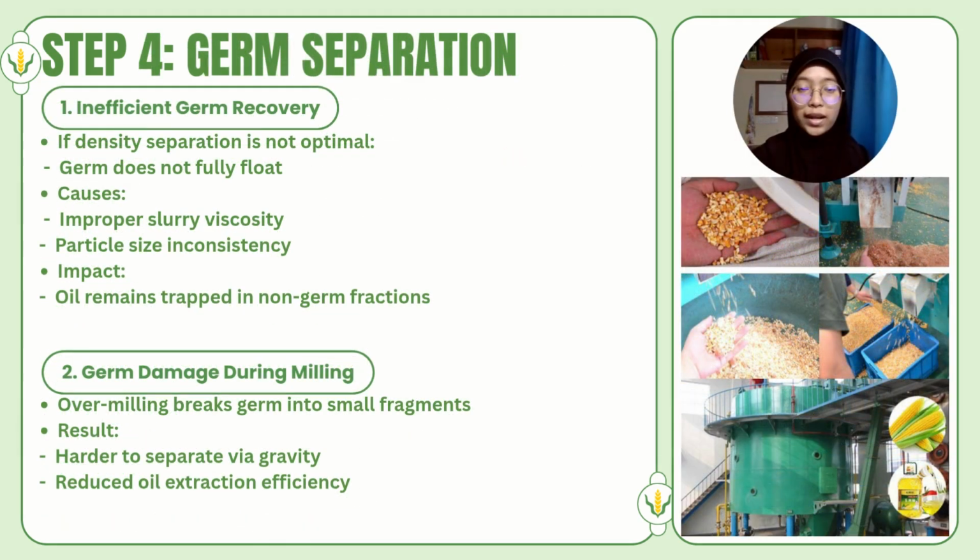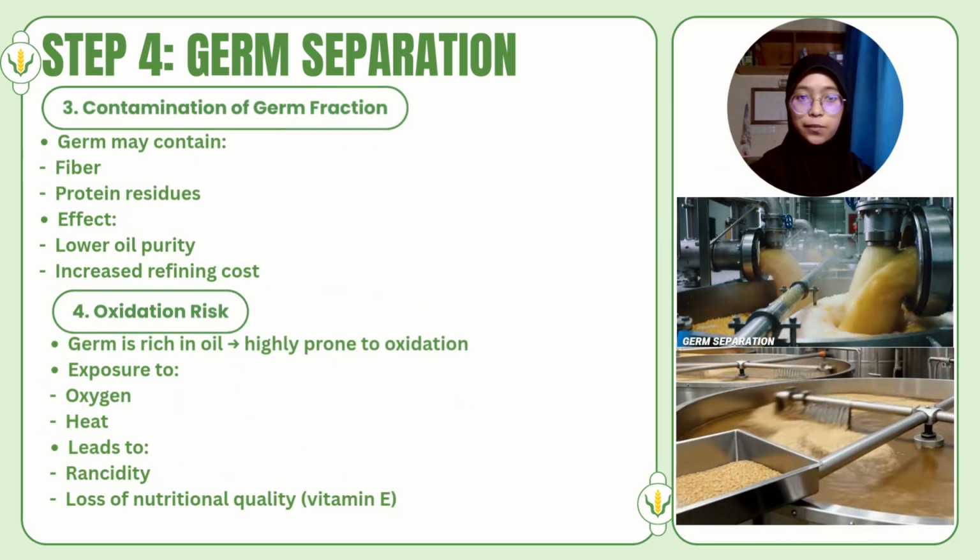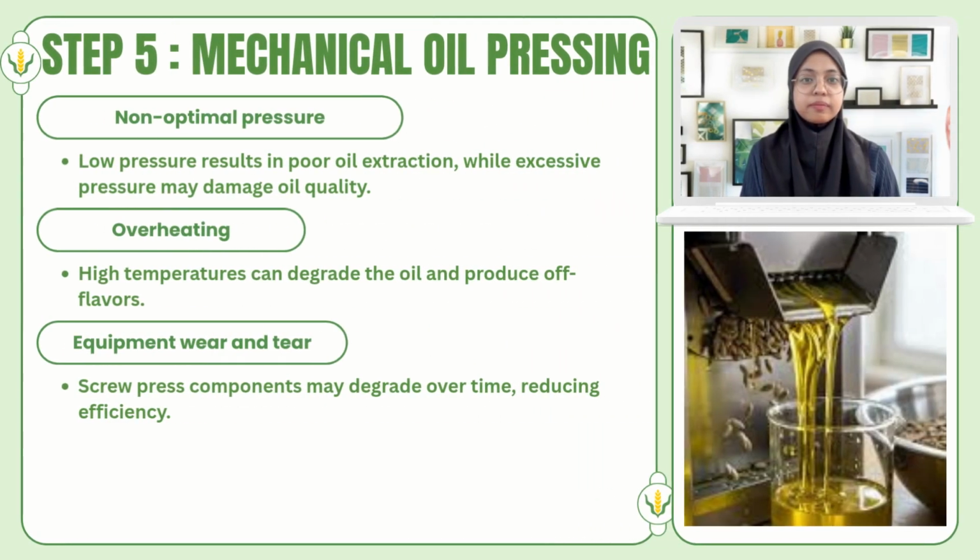Germ separation. One key issue is inefficient germ recovery. If conditions are not optimal, some oil remains trapped, reducing yield. Also, overmilling can damage the germ, making it harder to separate. Next, the germ fraction may also contain impurities like fiber and protein, and finally, there is a risk of oxidation. Step 5. Mechanical oil pressing. The corn germ is pressed to extract crude oil. However, problems such as non-optimal pressure and overheating may occur, which can reduce extraction efficiency and damage oil quality.